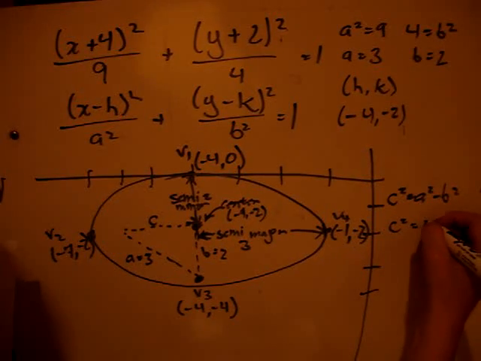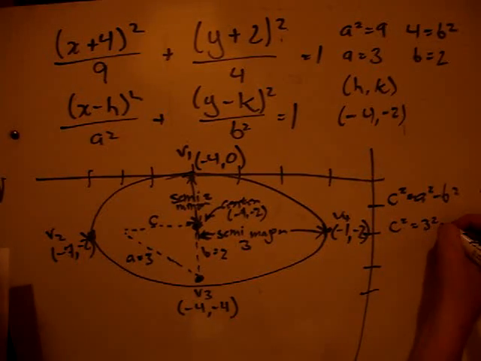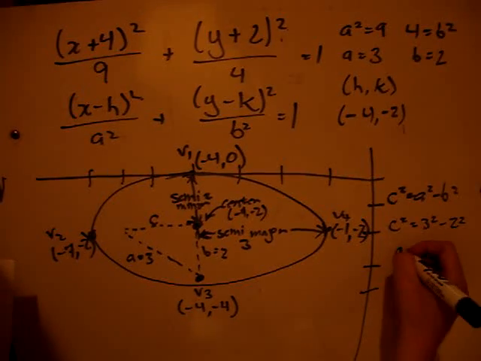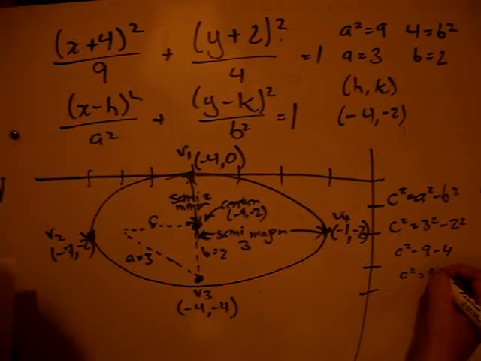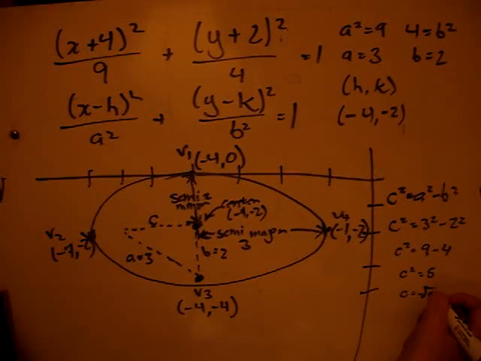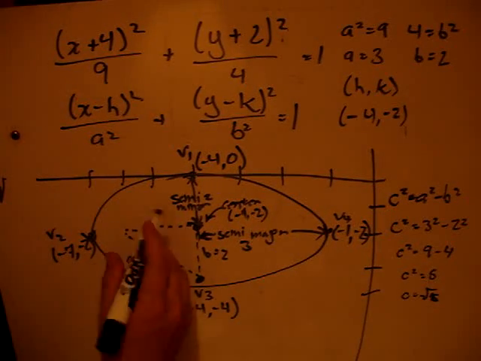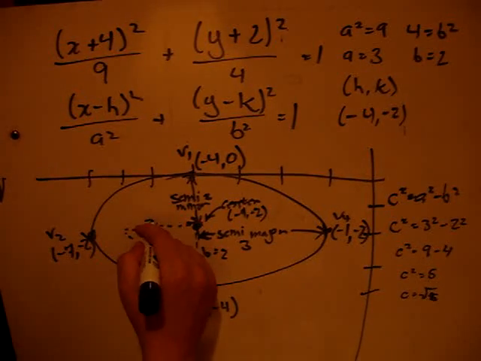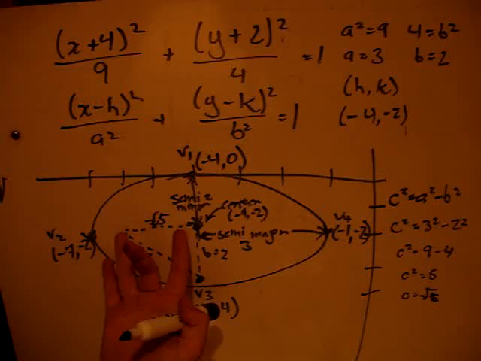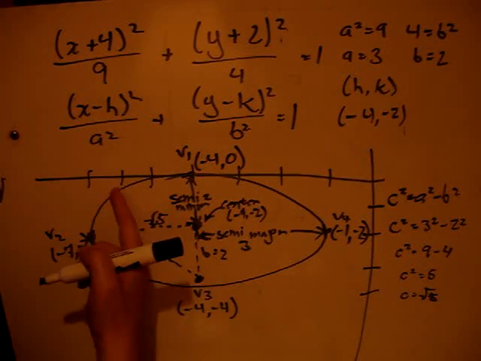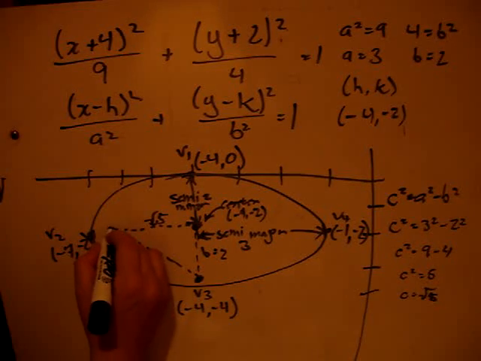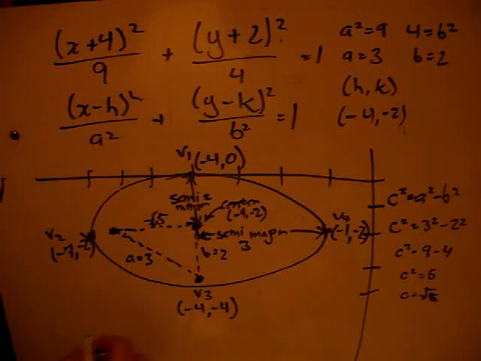And we have c² equals 3² minus 2². c² equals 9 minus 4. c² equals 5, and c equals the square root of 5. The square root of 5 is slightly larger than 2, so if we go over 2, we'll know it's actually right about here. And that's how you graph an ellipse.